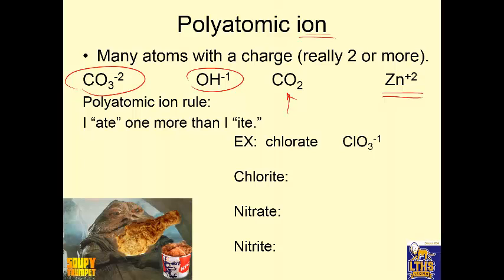So you memorized 5 already. Here are 2 of those. Chlorate, ClO3 negative 1. Nitrate is NO3. So you're saying to yourself, I got those 2 because that's my clown's number.